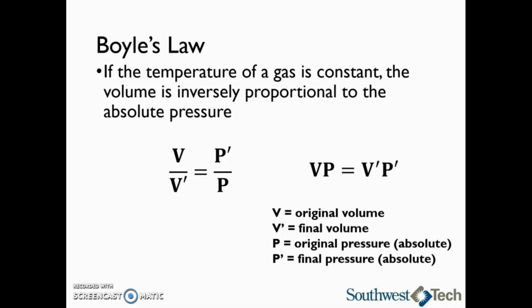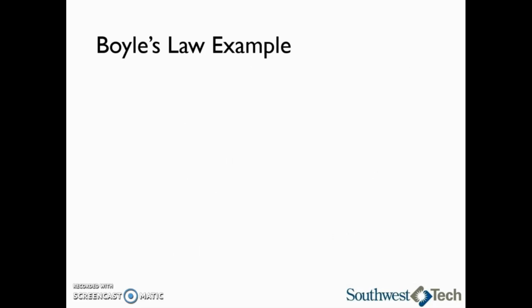prime. If two things, in this case, the volume and pressure, are inversely proportional, it means that as the volume increases, the pressure decreases, or if the volume decreases, the pressure increases. Basically, if one goes up, the other goes down. Let's take a look at Boyle's law.